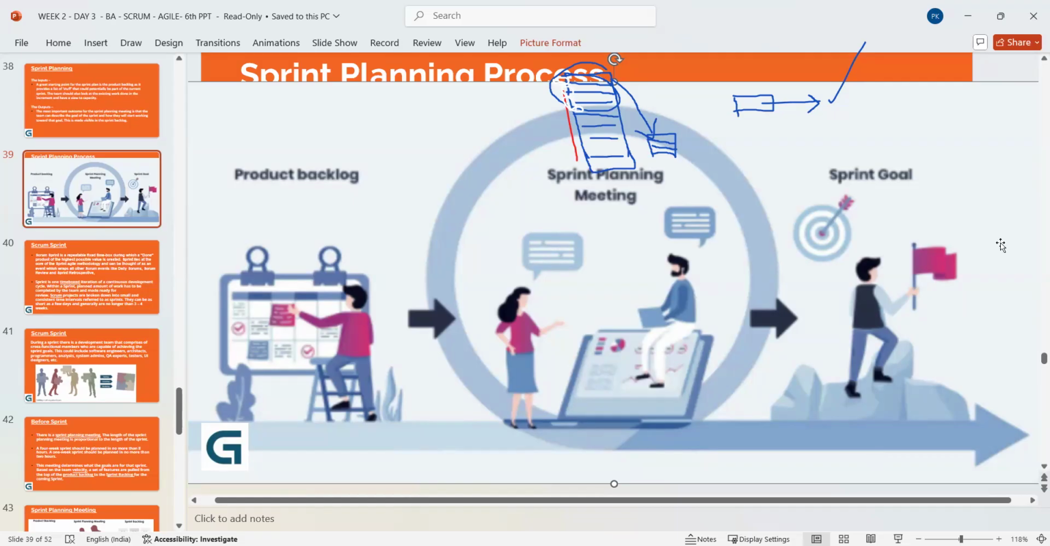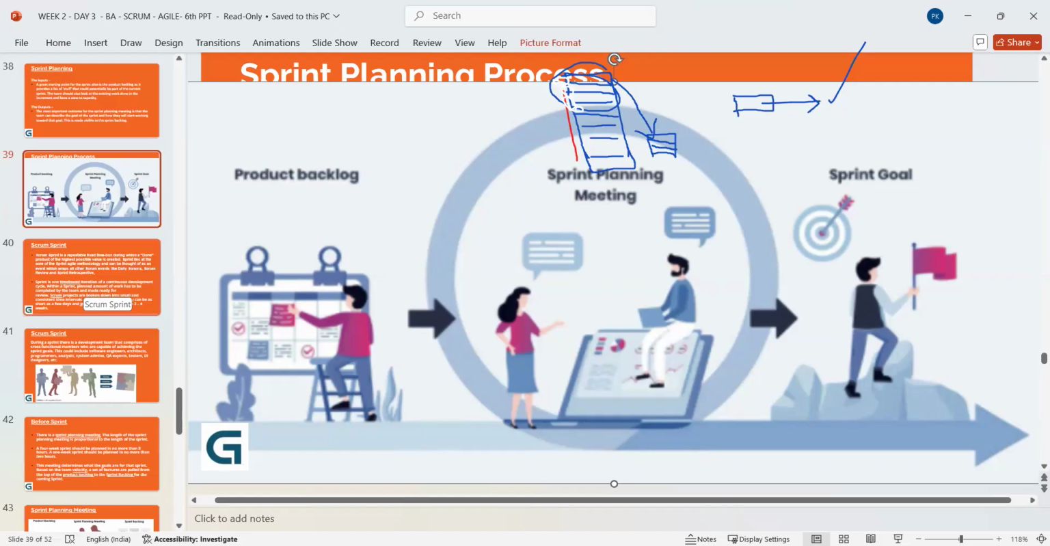From this, our ultimate goal, our objective, is to achieve the sprint goal. I know this is a little dramatic, nobody actually has a flag in the office, but this symbolizes that we are achieving the sprint goal. This is an extremely easy and simple diagram. I don't think we need any further explanation. Let us move to the next slide.